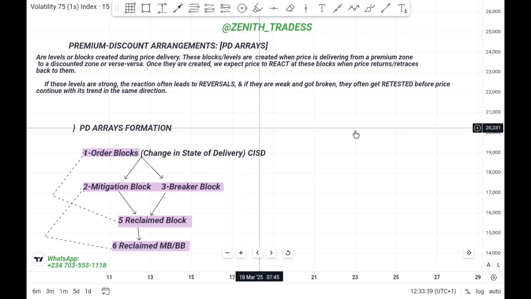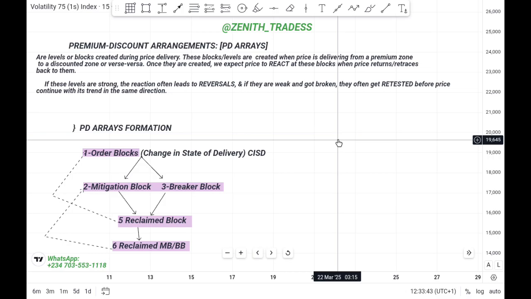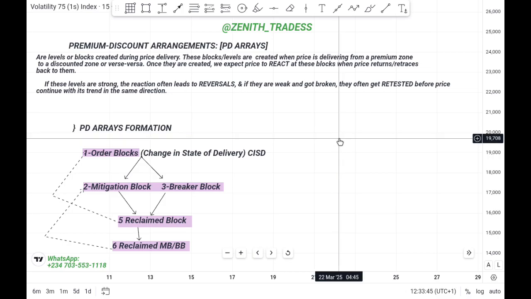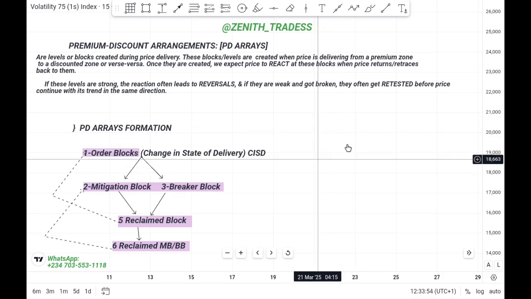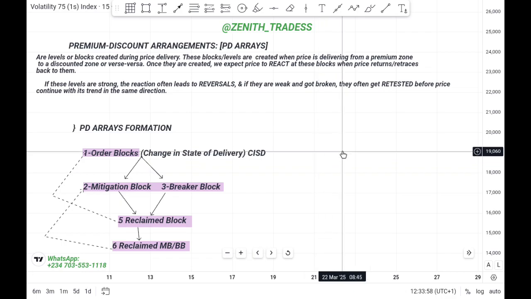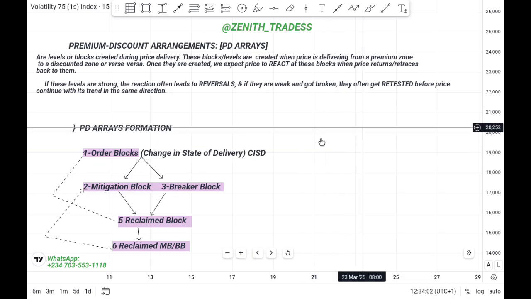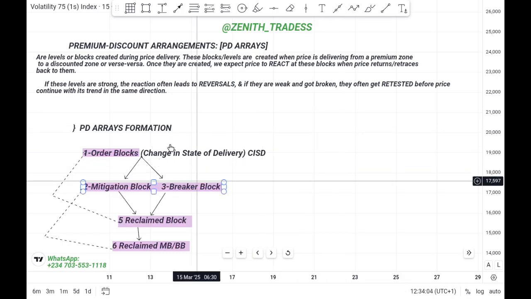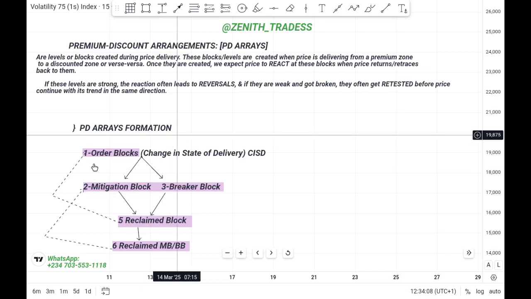All right. So there are PDRA metrics, or a hierarchy in order of their importance. But the edge I'm trying to share here, the hierarchy or the metrics may not be that important to us now. What is important to us is how they are formed, right? So let's discuss their formation before we come back to discuss their metrics, that is the hierarchy of how important they are in price delivery. So we're going to look at PDRA formations, and the first PDRA we're going to look at is what we call the order block.